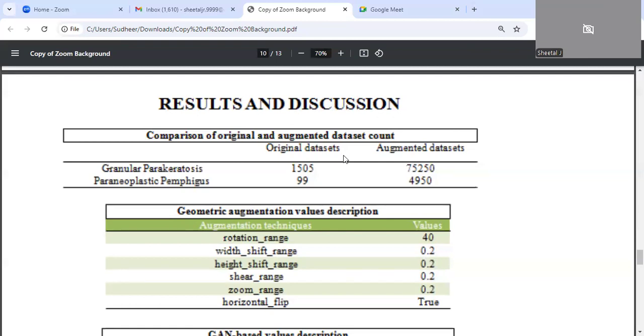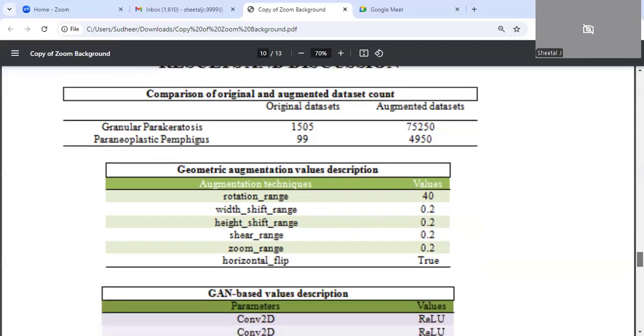As proof, we can see here the original data set of GPS is 1505, but once we apply the augmentation, we obtain 75,250. Even for pemphigus, the original data set consists of 99 images. After augmentation, it is something like 4,950. So it's a great achievement, as more images have been generated here.